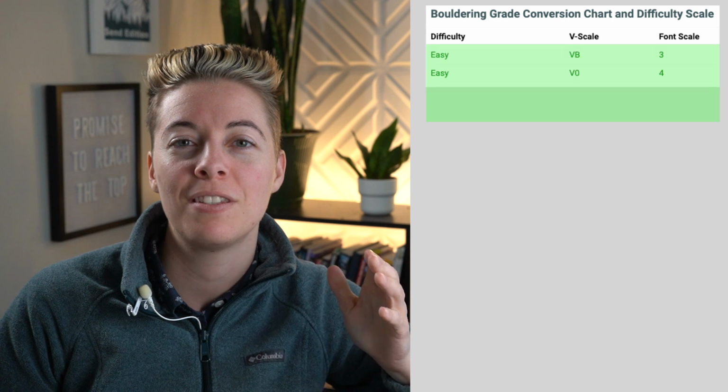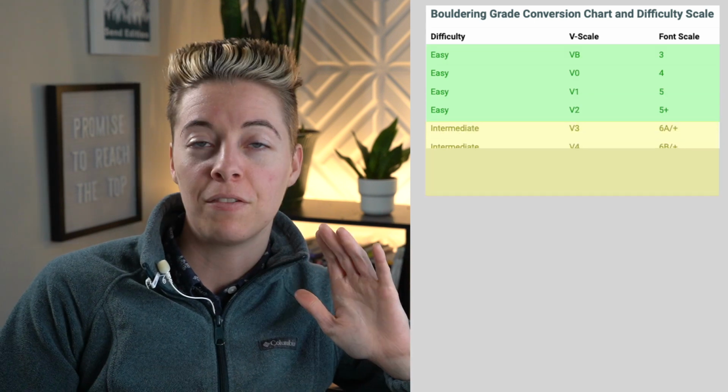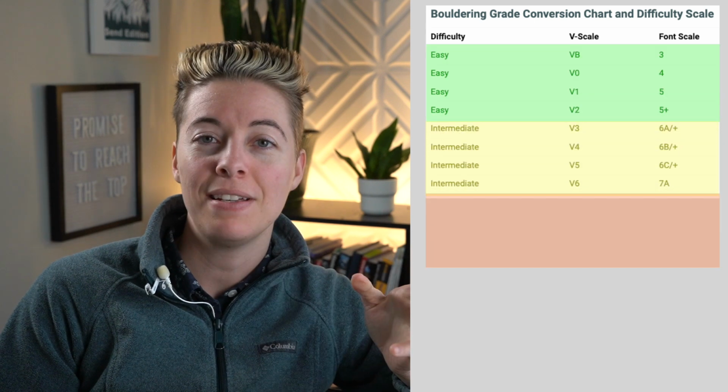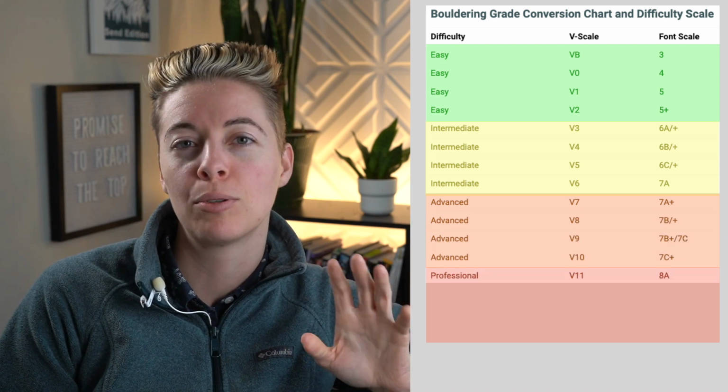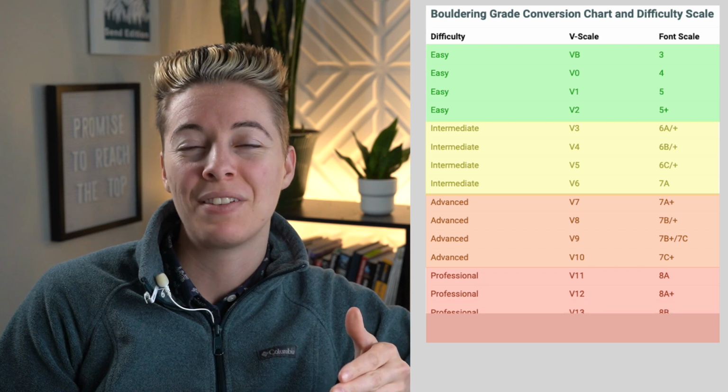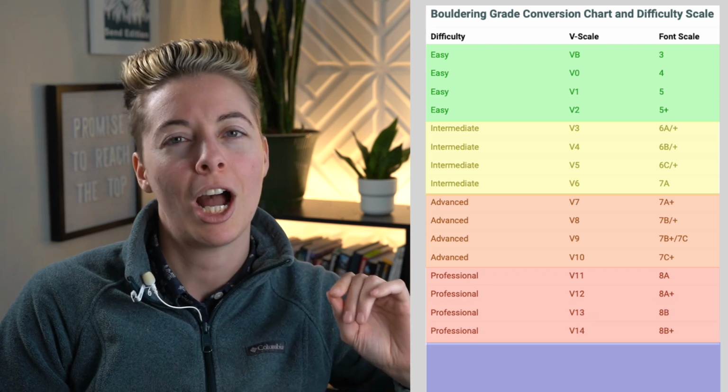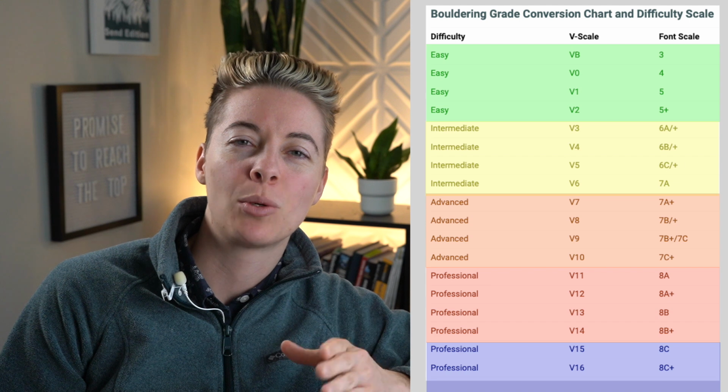You may be wondering, well, what about climbing grades? Doesn't that tell you everything? Beginner grades are typically between V0 and V2. Intermediate grades are V3 through V6. Advanced is typically V7 through V10. And then you have your pros, which is between your V11 and V13. And then you have your top 1%, which is anything V14 and above.